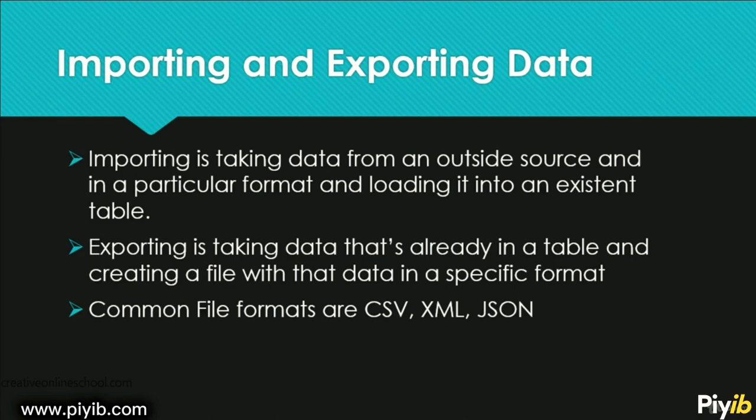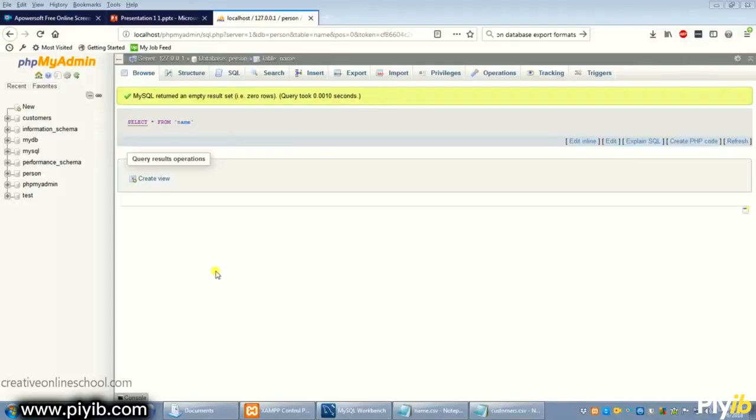The most common file formats are called CSV, XML, and JSON. CSV stands for comma separated value, and it's the most commonly used, and it's what we'll be using in this video. So let's get right to it. In PHPMyAdmin, all you have to do is select the table. Remember, we called this one Person, and its table's name was Name. Click Import.